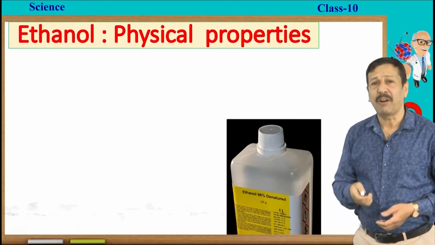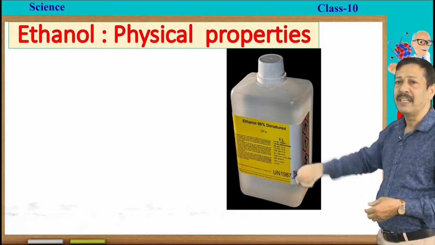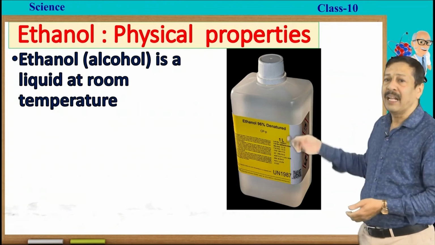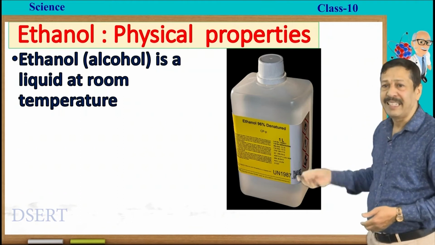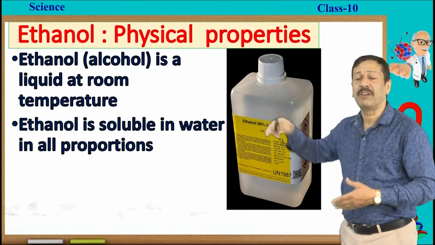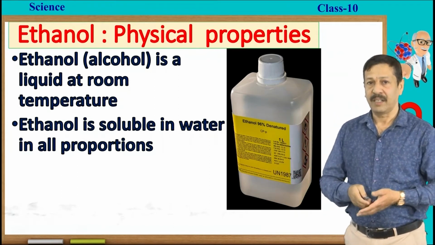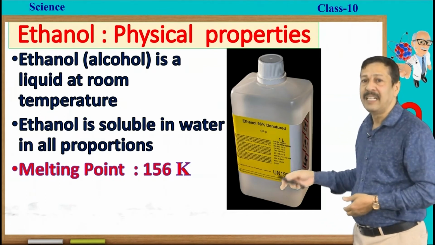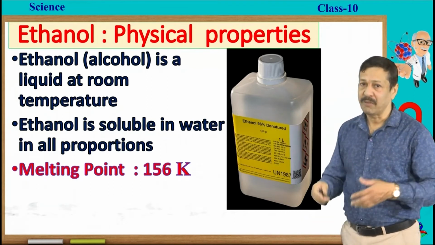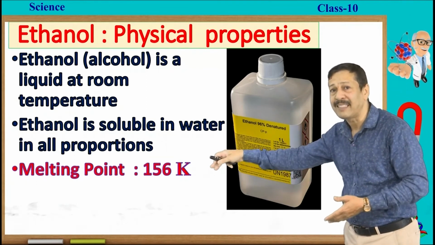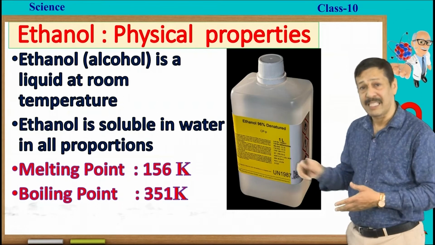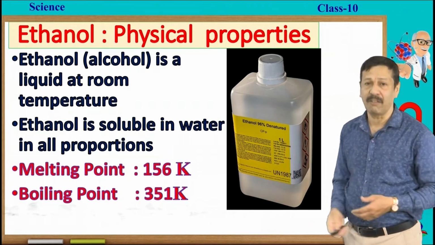Ethanol is a very important organic solvent. Let us study the physical properties of this organic solvent. Ethanol, commonly known as alcohol, is a liquid at room temperature. It is soluble in water in all proportions. Now what are the melting and boiling points? The melting point of alcohol is 156 Kelvin, which is extremely low, hence it is used as antifreeze. The boiling point is 78 degrees Celsius or 351 Kelvin.